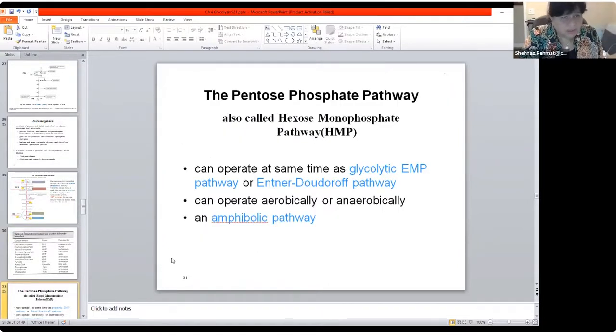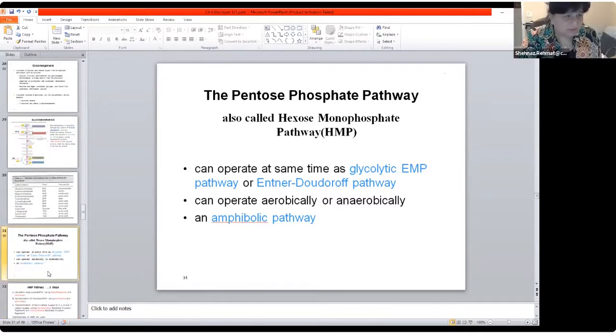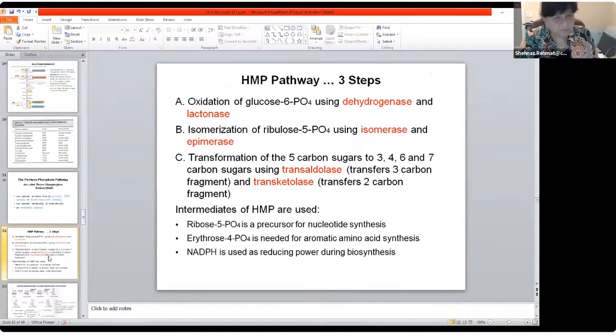So this pathway can operate at the same time as your EMP, as I said, and it can also operate at the same time as the Entner-Doudoroff pathway, which we will come to next. This pathway also can operate aerobically or anaerobically, and it is again an amphibolic pathway. So these are the general properties of it.